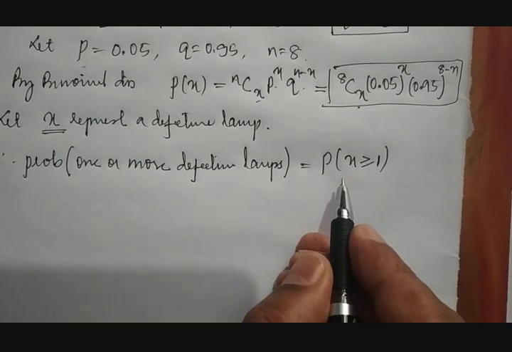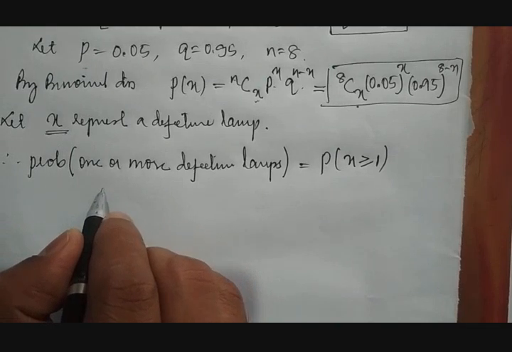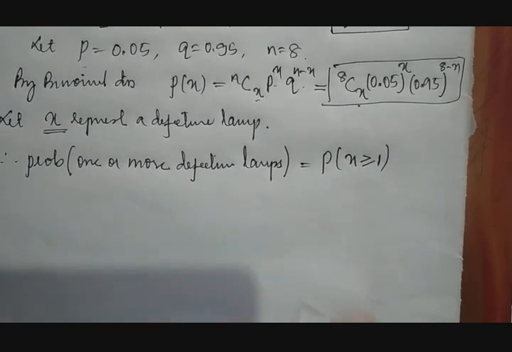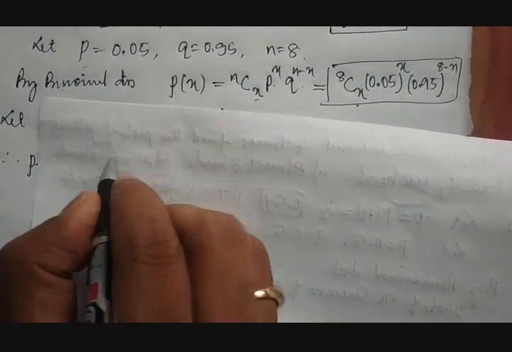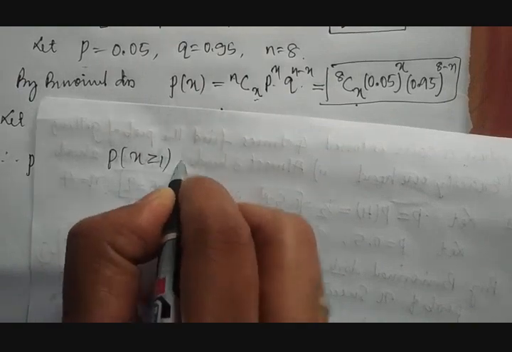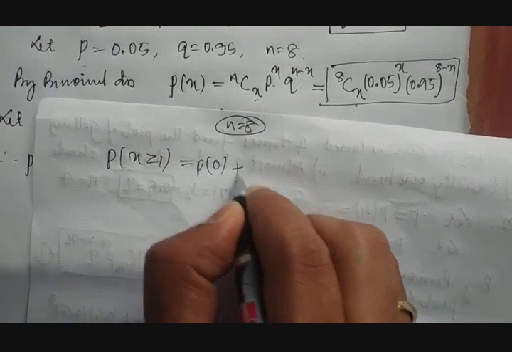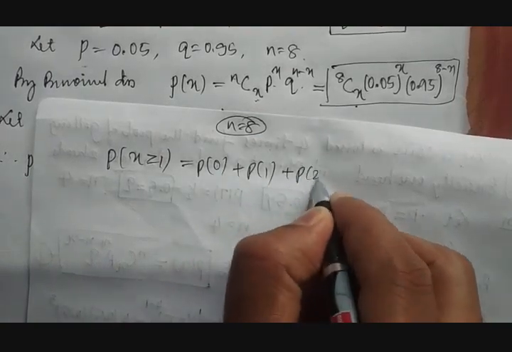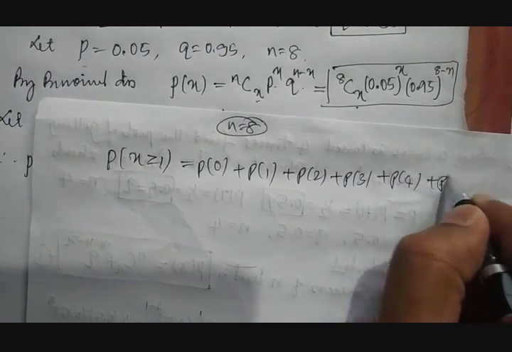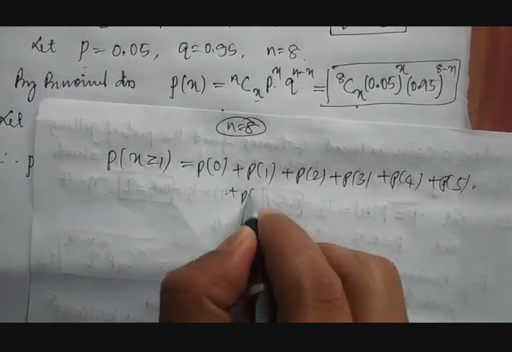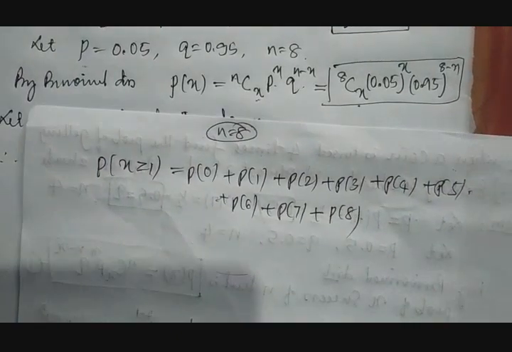Means there is one way of calculation. I'll write it down, but will not consider it. We'll go for an alternate method. There is one more way to calculate this. We can take it like this: probability of x greater than or equal to 1, if n is 8. Means what? It is probability of 0 plus probability of 1 plus probability of 2 plus probability of 3 plus probability of 4 plus probability of 5 plus probability of 6 plus probability of 7 plus probability of 8.